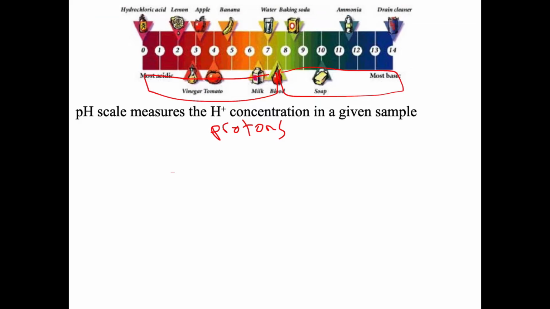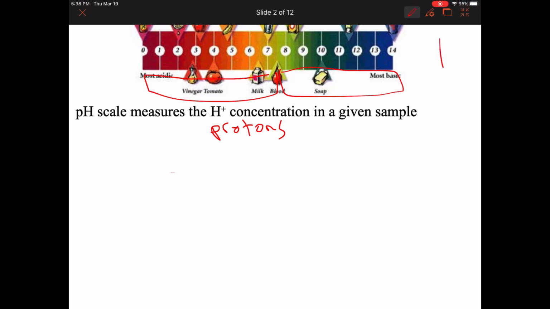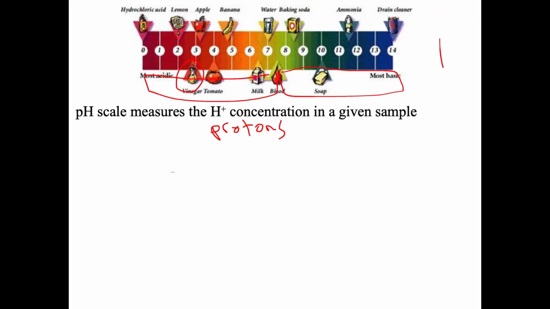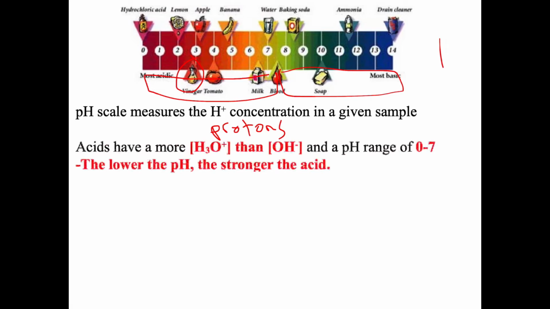So something that has a low pH is very acidic. Let's take in our little example here vinegar, which has a pH of 3, right? That's telling you how much H plus is in your sample. Things with a lower pH, such as hydrochloric acid, way on the left, with a pH of 0, have more H plus, or more protons. So acids have more H3O plus, which again is just another way of saying H plus, than OH minus. And the lower the pH, the stronger the acid.